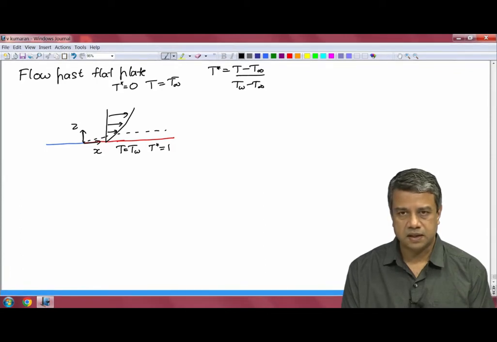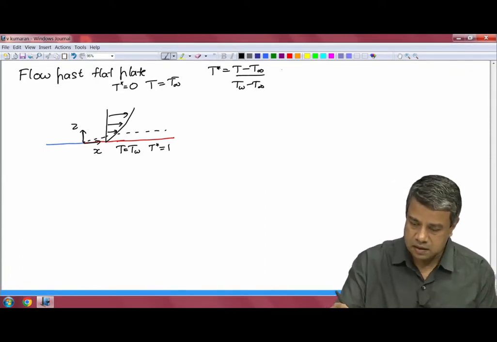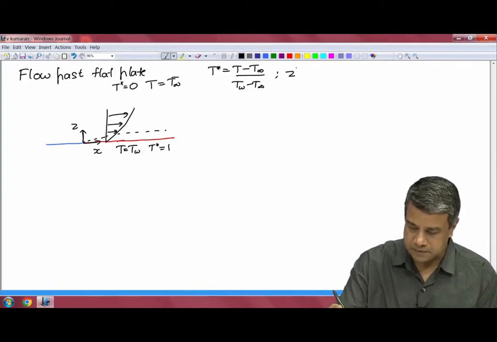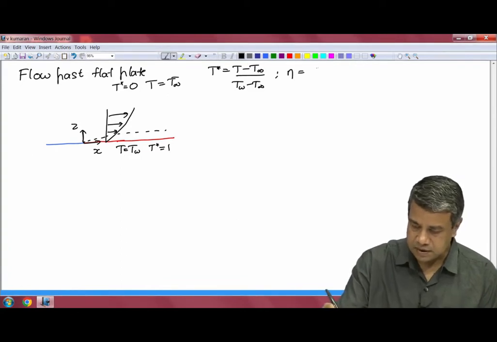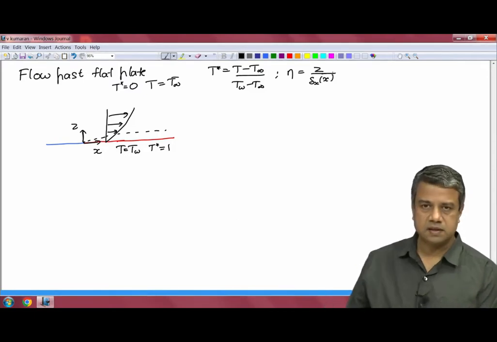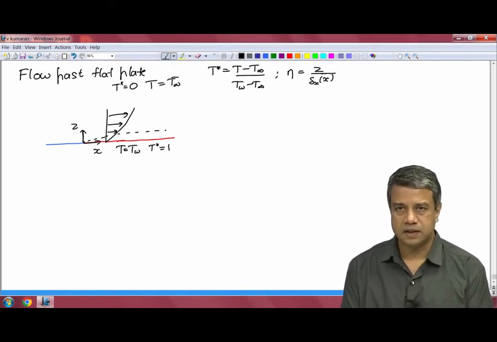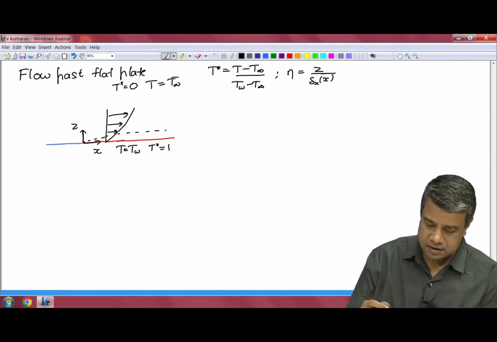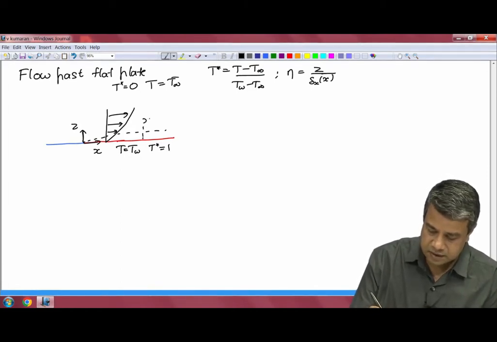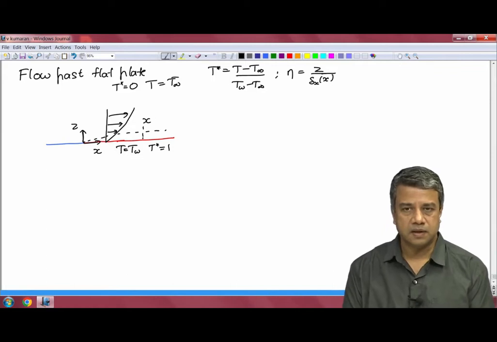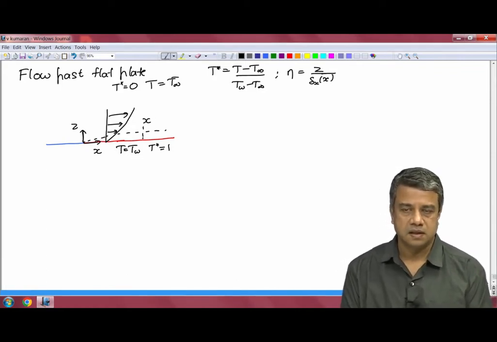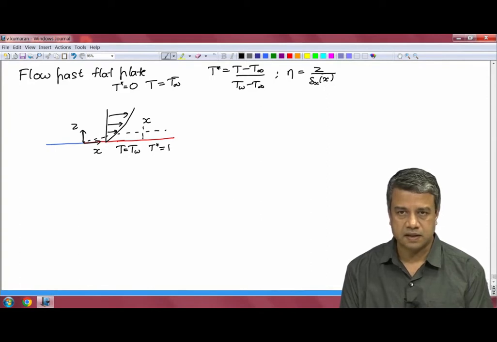The cross stream distance was scaled by a boundary layer thickness. We defined a similarity variable as z by delta x, which is a function of x. The boundary layer thickness is a function of x. The rationale was that at a given location x from the start of the heating section, the temperature at the point x depends only upon the distance from the upstream end of the heating section, not on the total length L.